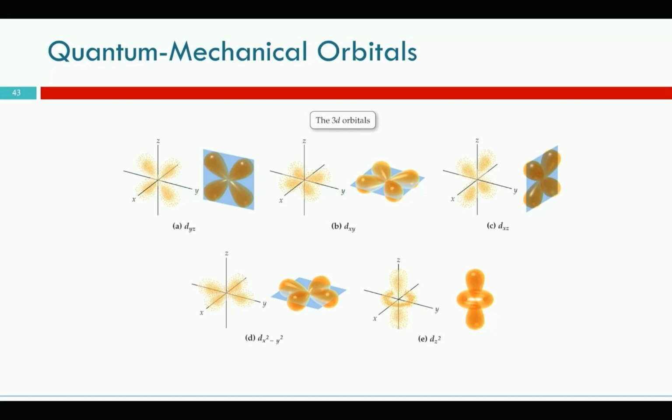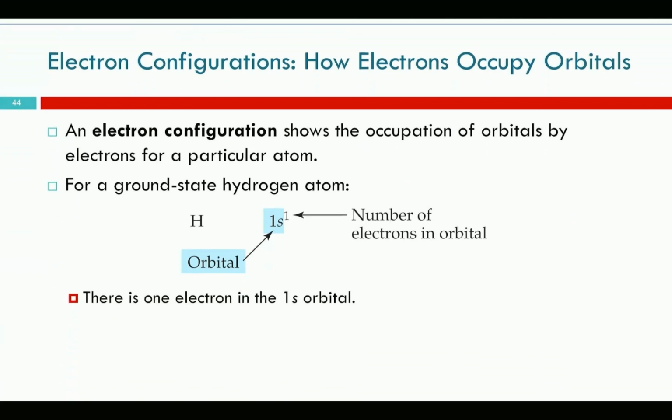And I basically, for these, expect you to, if I gave you a picture of one, I don't expect you to be able to draw these. But if I gave you a picture of one, you could tell me, oh, that's a d orbital or a p orbital or an s orbital. Not on this test, but on the next test.